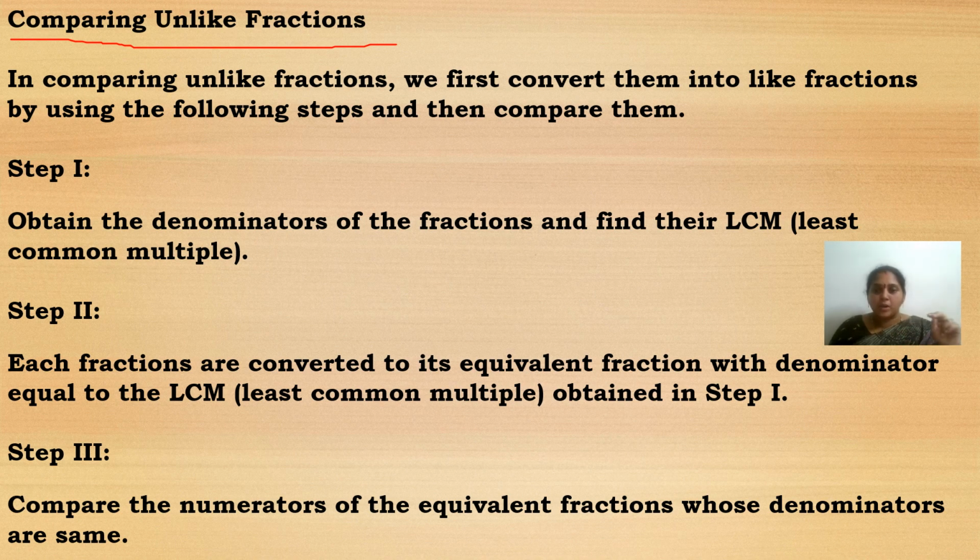In the same way, we are going to compare by changing unlike fractions into like fractions. What are the steps for that? Step 1: Obtain the denominators of the fractions and find the LCM. LCM means least common multiple. Step 2: Convert each fraction to its equivalent fraction with the denominator equal to the LCM obtained in step 1. Step 3: Compare the numerators of the equivalent fractions whose denominators are the same.